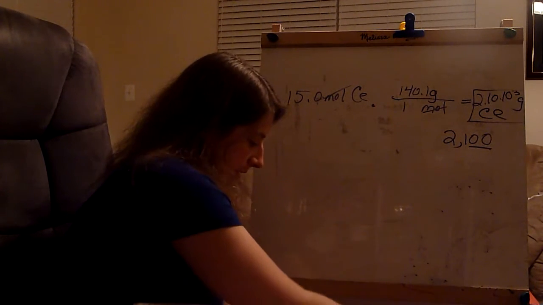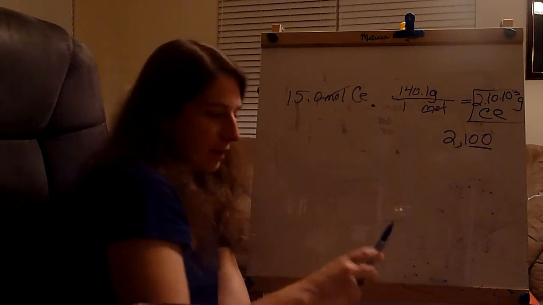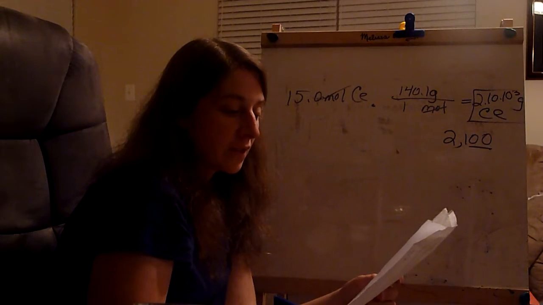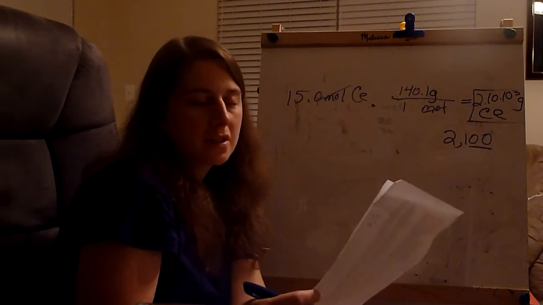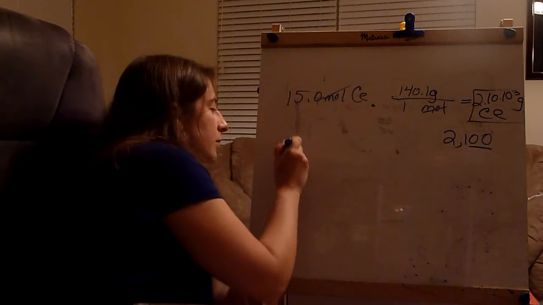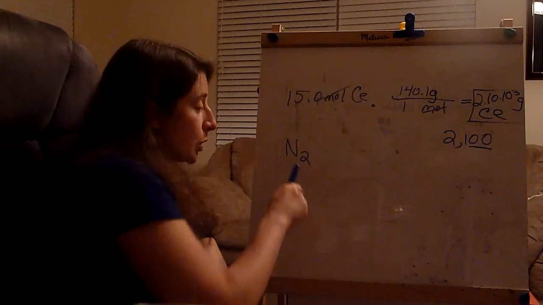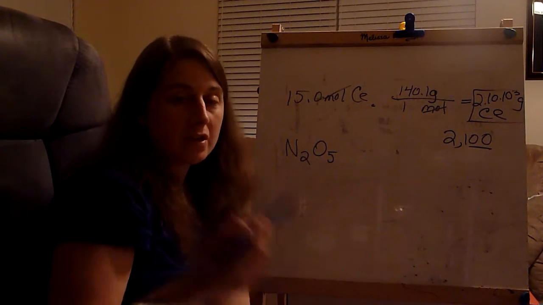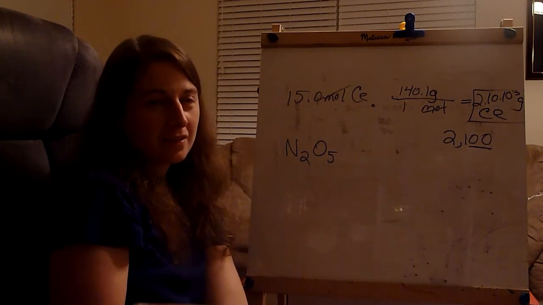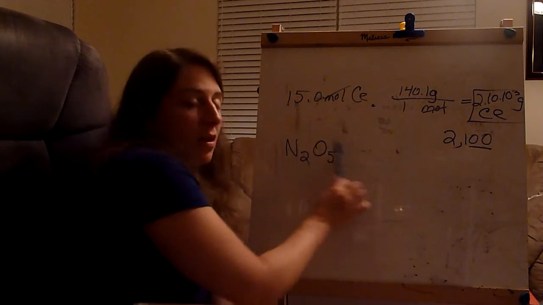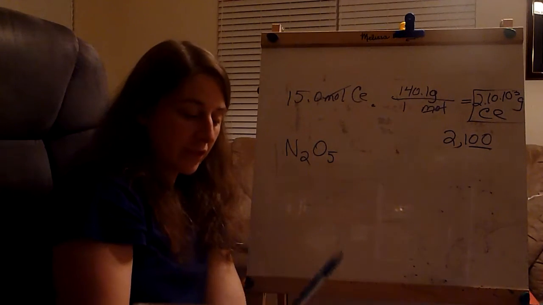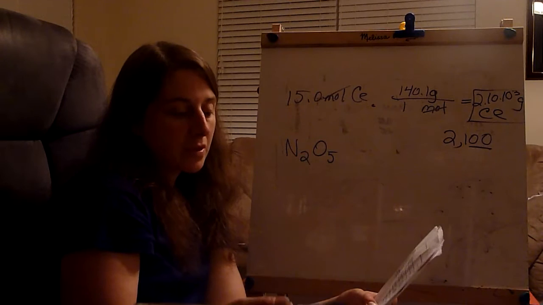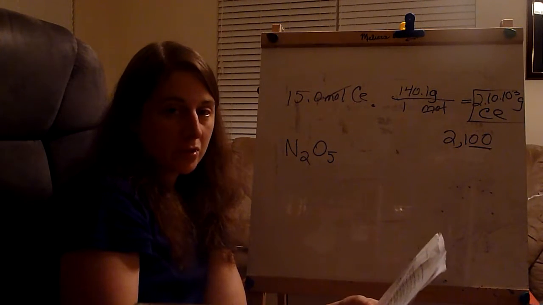Then our last problem, number 10: in the decomposition of 1.2 moles of dinitrogen pentoxide. So what is dinitrogen pentoxide? Well, dinitrogen, di means 2, pentoxide, penta means 5, so this is dinitrogen pentoxide. Is it ionic or covalent? It's covalent because it has 2 nonmetals bonded together, which is why you use those prefixes when you talk about it. So, in the decomposition of 1.2 moles of dinitrogen pentoxide, how many moles of oxygen will be formed?